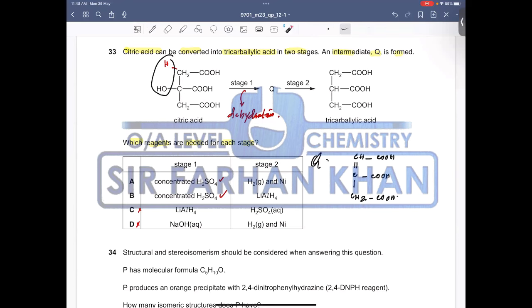Now from this Q, I need to make this one. So this structure will remain as it is. It has no changes. This COOH and this COOH will remain the same without any issue. Now look, how many hydrogen atoms here? 1. And how many hydrogen atoms here? 3. Which means we need to add 2 more hydrogen atoms, right? And for that we need a hydrogen molecule, and the hydrogen molecule always undergoes the hydrogenation process.